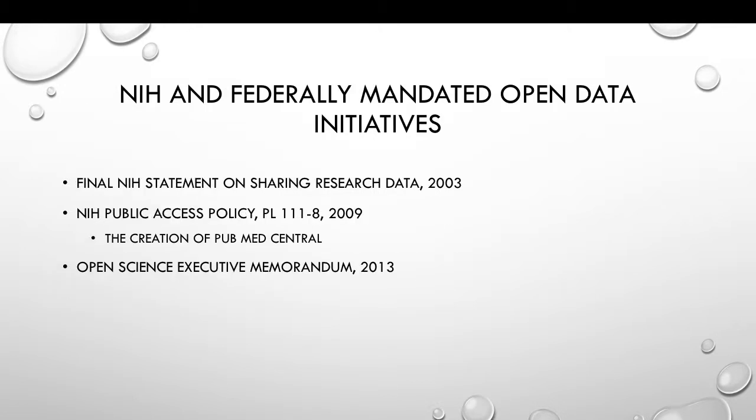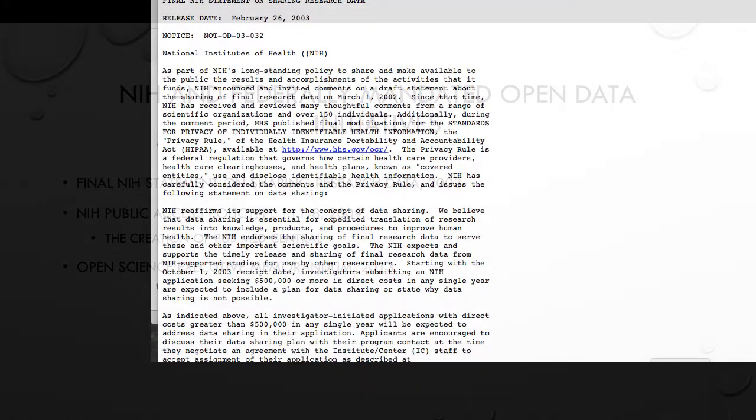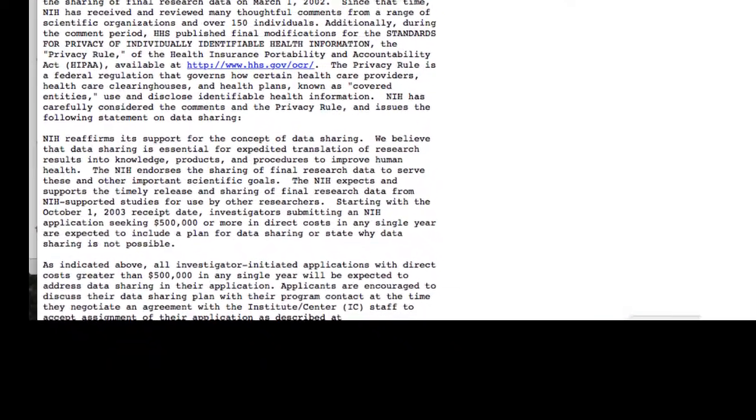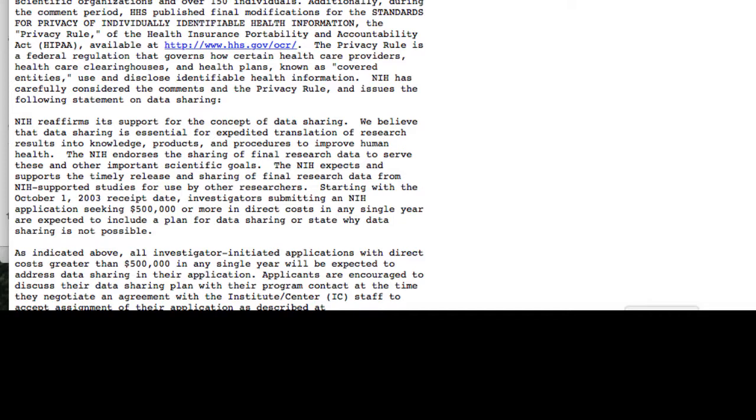In the early 2000s, the NIH made a commitment to making research data and findings funded by the NIH grants available to the public. In 2003, the NIH issued a statement about sharing research data and the new expectations for grant applicants. In the statement, the NIH said, "NIH reaffirms its support for the concept of data sharing. We believe that data sharing is essential for expedited translation of research results into knowledge, products, and procedures to improve human health. The NIH endorses the sharing of final research data to serve these and other important scientific goals.